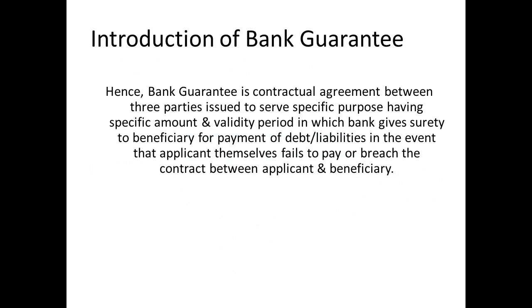Hence, we can conclude by saying that bank guarantee is a contractual agreement between three parties, applicant, bank and beneficiary, issued with a specific amount and validity period to serve a specific purpose, in which the bank gives surety to the beneficiary for payment of debt, liability or losses in the event that the applicant themselves fail to pay or breach the contract between the applicant and beneficiary.